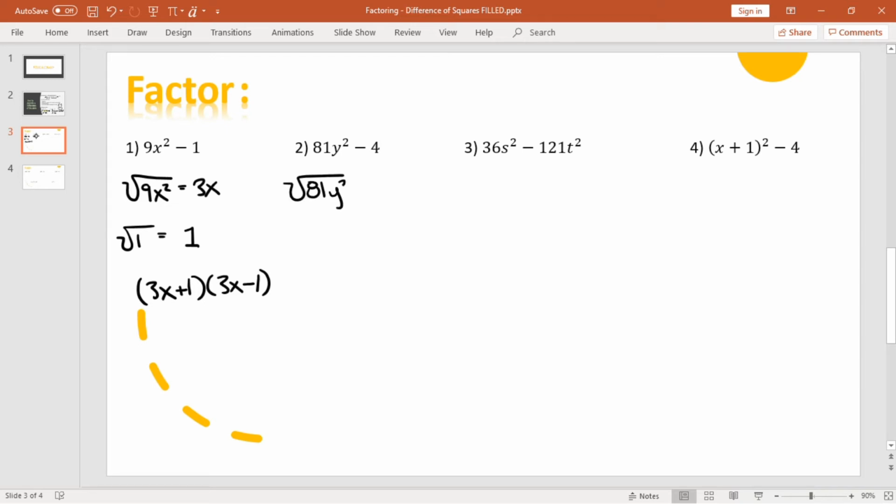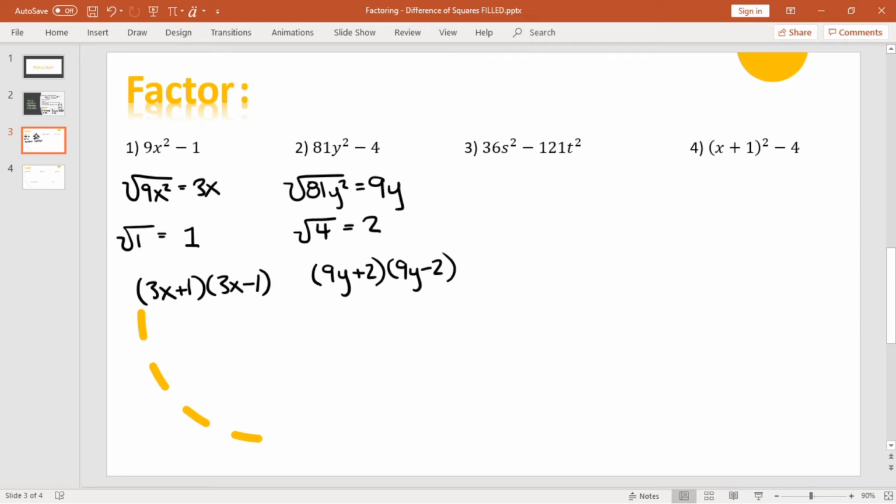Looking at number 2, root of 81y squared. Root of 81 is 9. Root of y squared is y. And then the root of 4 is 2. So there's your factored form. 9y plus 2, 9y minus 2. And if you're not sure, once again, just go back and expand this using FOIL or the array, and you should get back up to 81y squared minus 4.